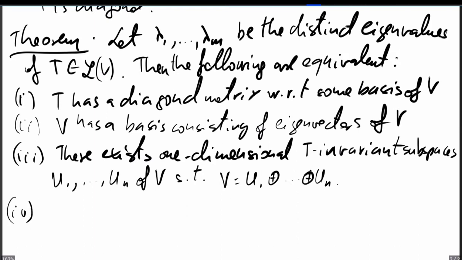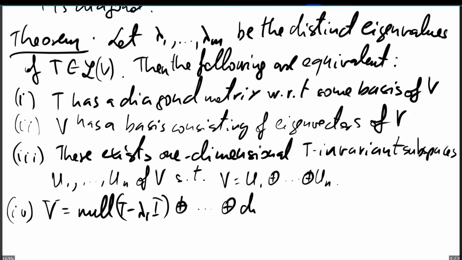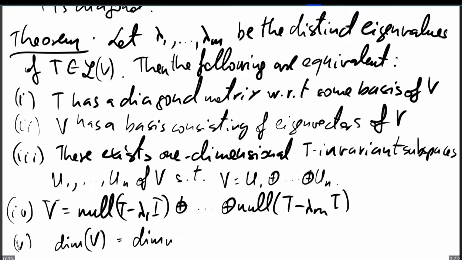Also, actually from the previous section, but also in this section, we had that these subspaces were actually the null spaces of T minus lambda operators. So we have V as the direct sum of null spaces T minus lambda 1 I, and the direct sum with the null space of T minus lambda m I. And then the fifth one is that the dimension of V equals the dimension of the null space of T minus lambda 1 I plus adding together all the dimensions of these null spaces.